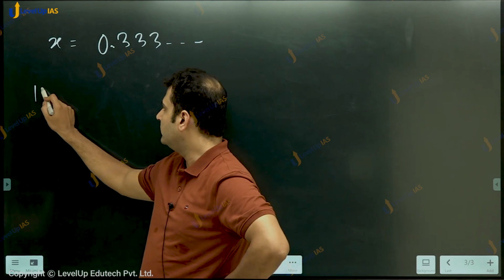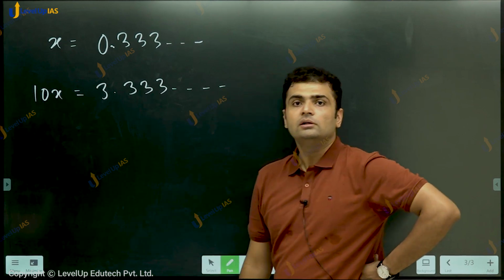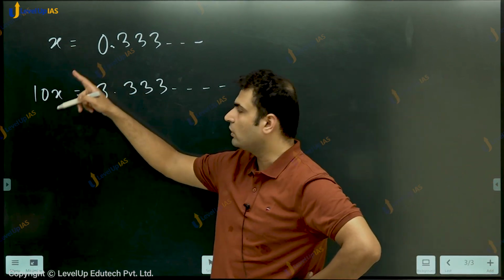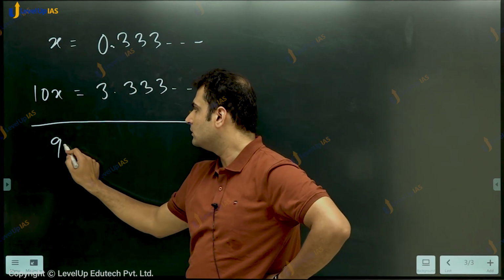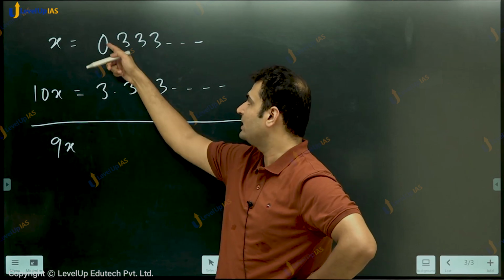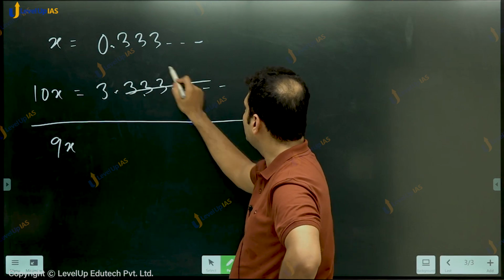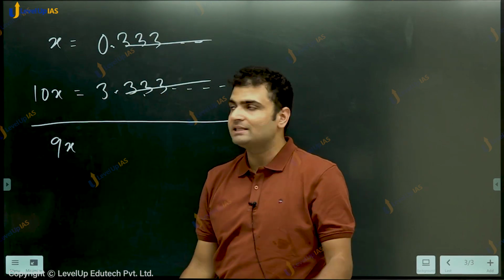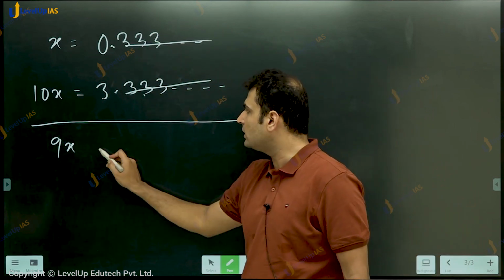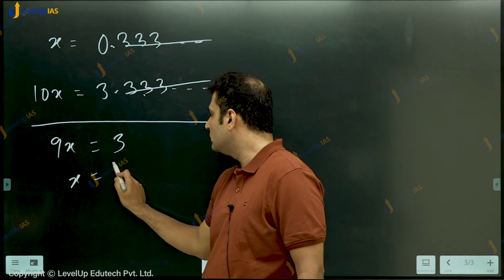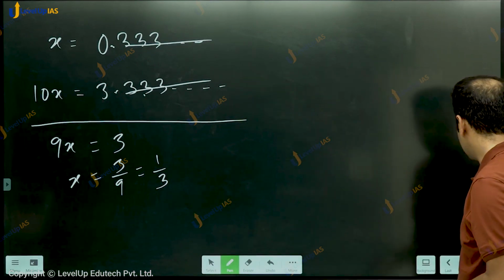we multiply it by 10, we get 3.333 infinitely. Now we will subtract this x from 10x. So what will we get? 10x minus x is 9x, and this minus this, 3 minus 0 is 3, and the part after the decimal point will cancel when we subtract, because both are the same, both are 3 3 3 3 3 3 infinitely many times, so this whole part will cancel, and you will get 9x is equal to 3, and x is equal to 3/9 is equal to 1/3, that is all.